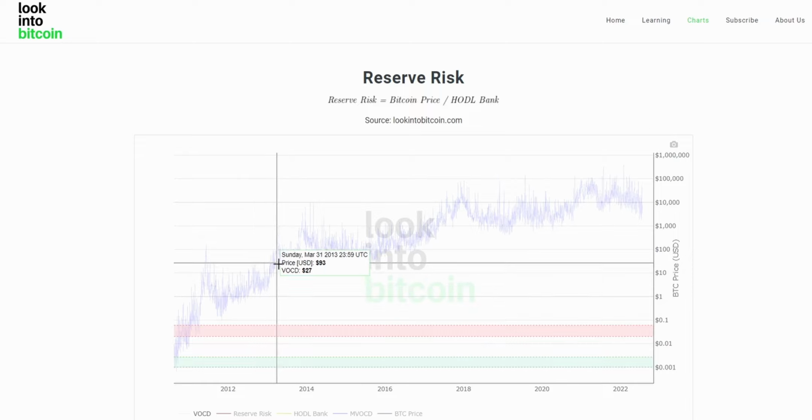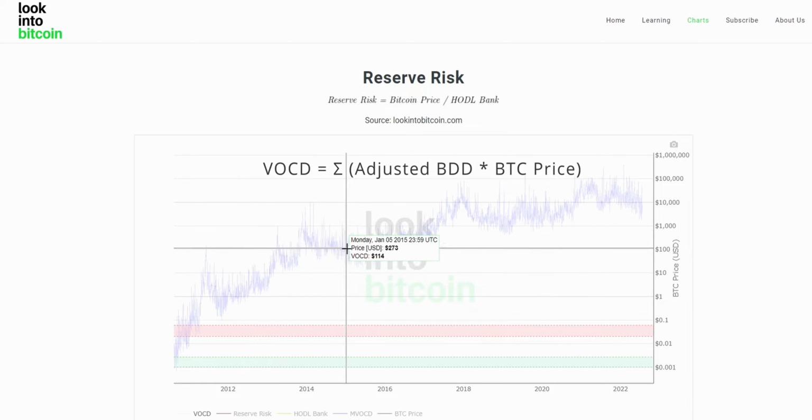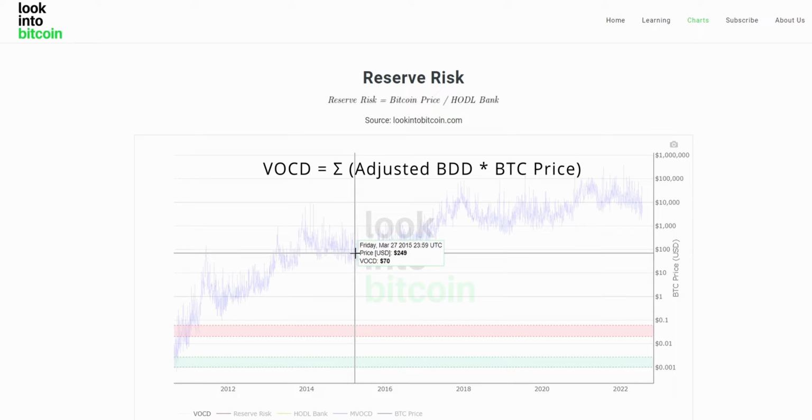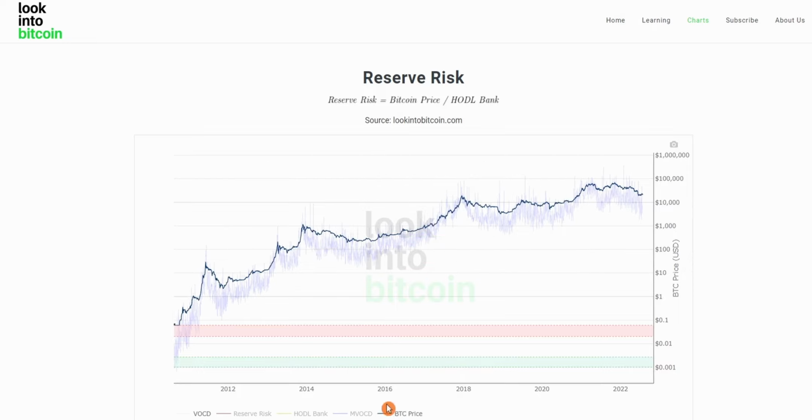So we can see this constantly moving up and down, this value of coin days destroyed, which is multiplying the Bitcoin days destroyed by the current price of Bitcoin and then summing that up over time. So if I just add back on the Bitcoin price, we can see there are periods where the value of coin days destroyed is far beneath the Bitcoin price.